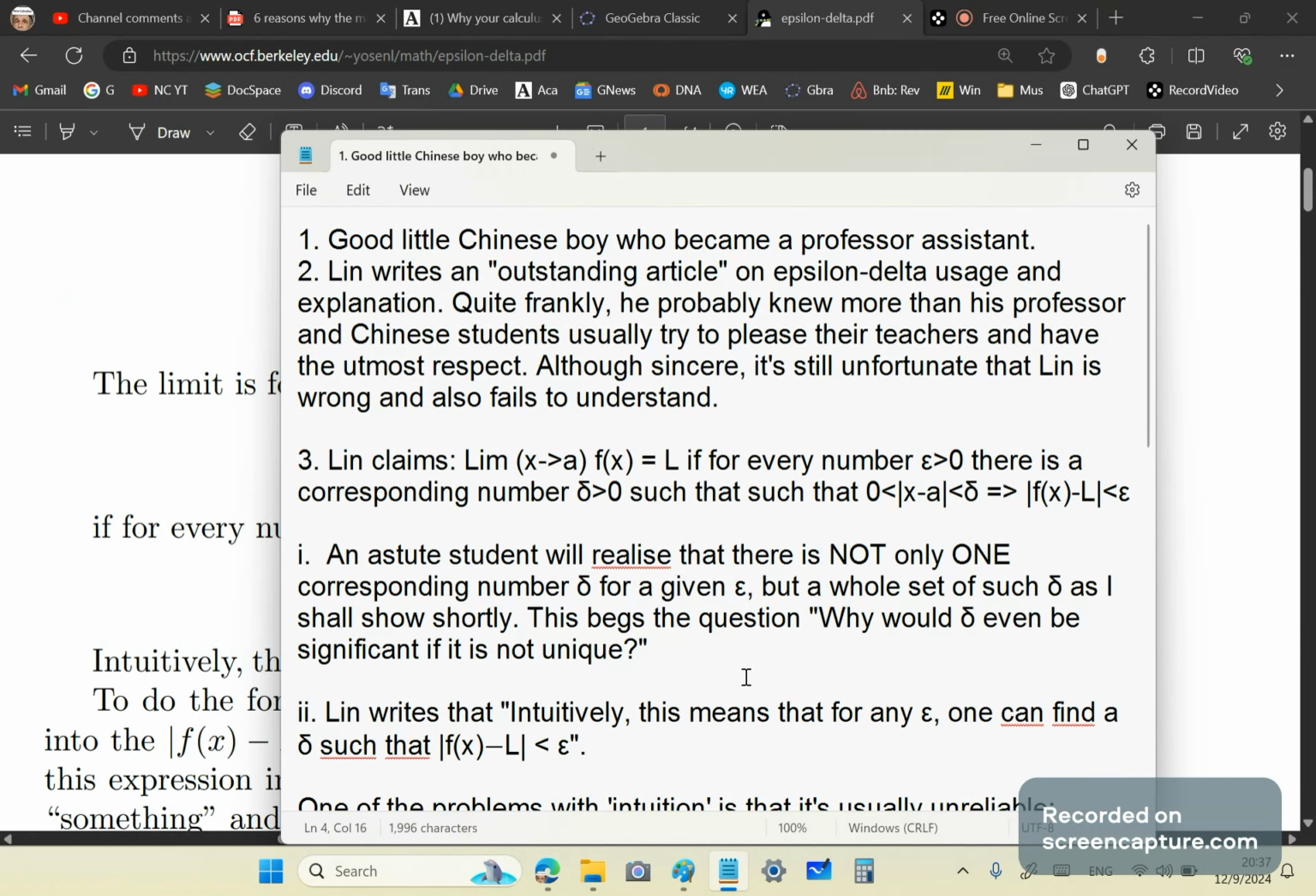So he claims in his article that the limit as x approaches a of some function f of x is equal to L if for every number epsilon, assuming that there is such a thing as a real number, there is a corresponding number delta such that, well, there shouldn't be a such that, the difference in x and a is less than delta will imply that the difference between f of x and the limit is less than epsilon.